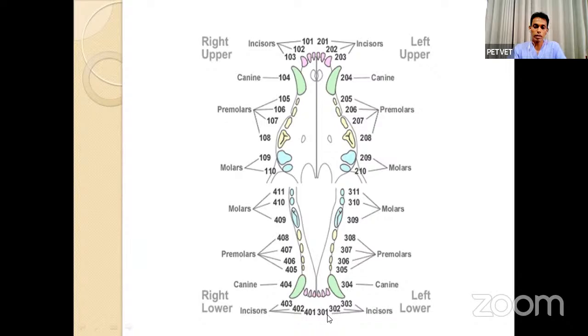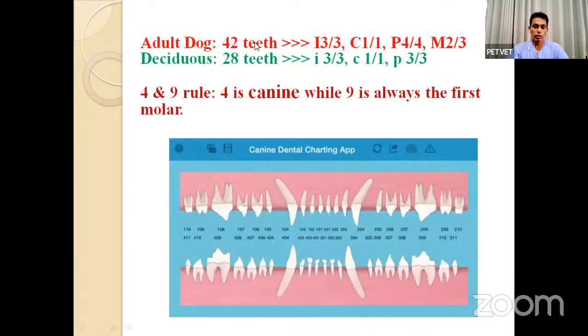So these 301, 302, 303 are incisors. 304 is canine, then premolars and molars. This may be confusing initially, but when you get used to it, it becomes a really easy system to follow. So a little bit to facilitate getting this idea.